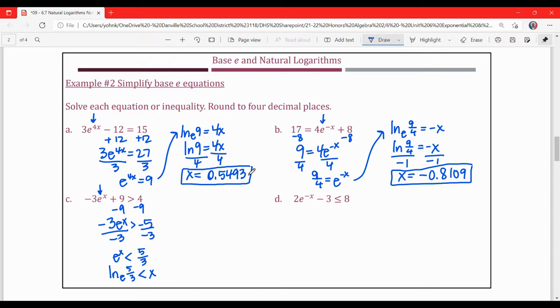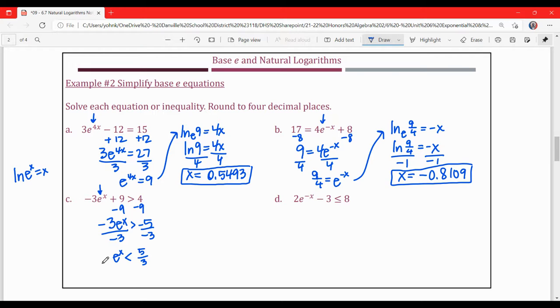Hold on, that's weird. Okay, I'm going to show you a new thing that you can do that might help you a little bit more. Let's put 5/3 here. In order to get rid of this e^x, I showed you on a previous slide that if you take the ln of e^x, that equals x. That was a rule on a previous slide.